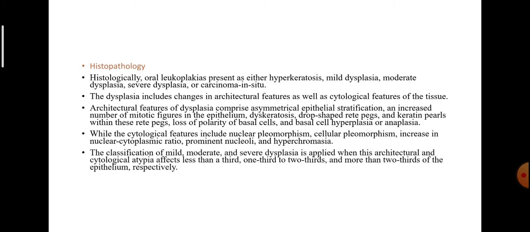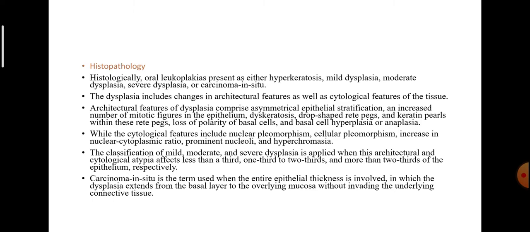The classification of mild, moderate, and severe dysplasia is applied when this architectural and cytological atypia affects less than one third, one third to two thirds, and more than two thirds of the epithelium, respectively. Carcinoma in situ is the term used when the entire epithelial thickness is involved, in which dysplasia extends from the basal layer to the overlying mucosa without invading the underlying connective tissue.